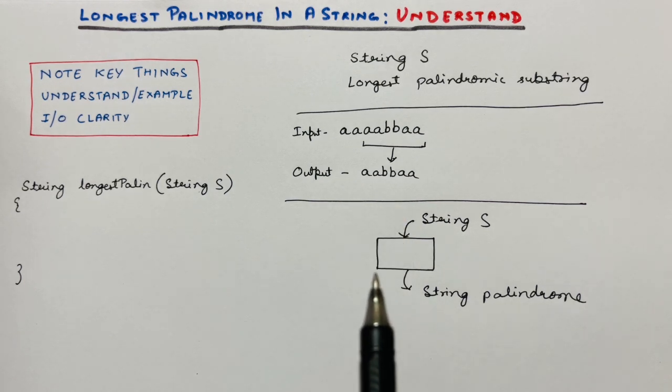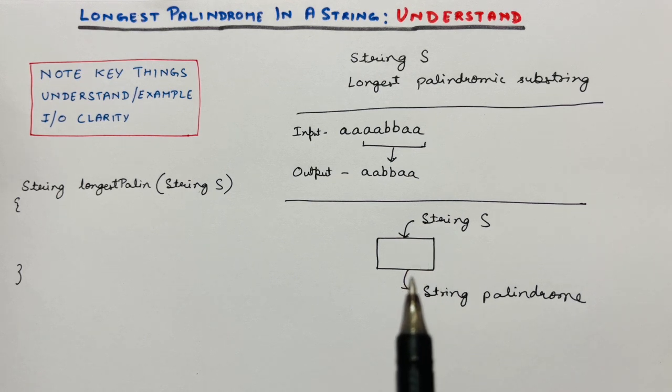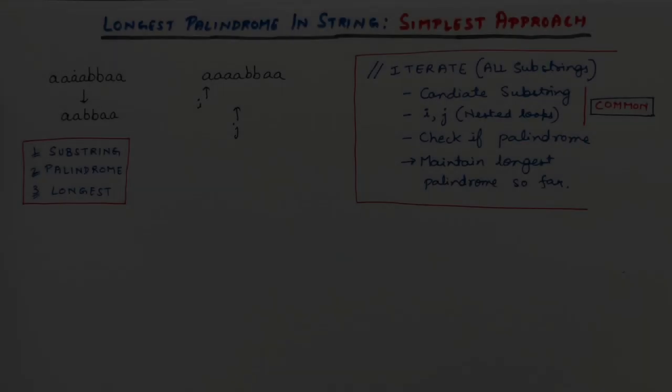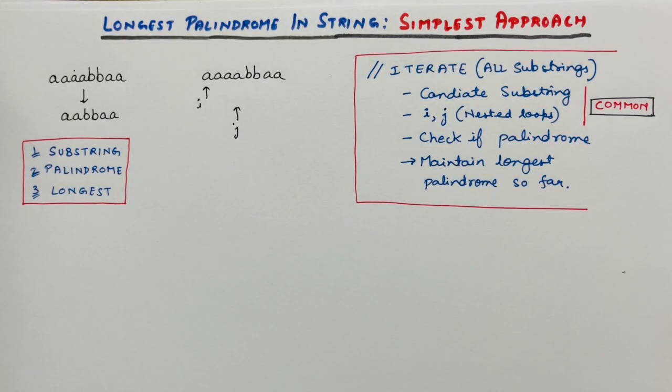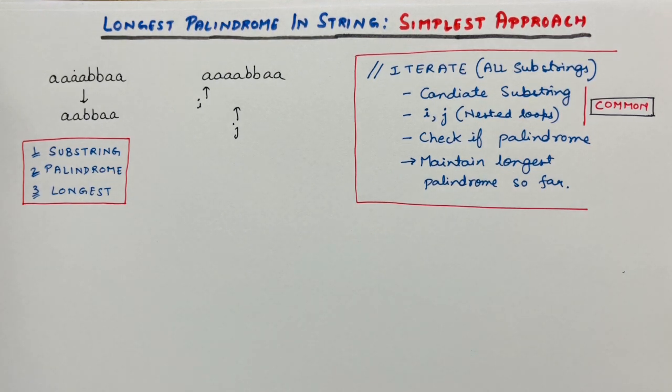So if we consider our solution as a black box, we are getting string S as input and we have to return a palindrome string as output. So what will our function signature look like? Our function signature will look something like this. Let us see what will be the simplest way of thinking about this problem. For the input string, we need to find a substring. That substring has to be a palindrome and it has to be the longest possible palindrome.